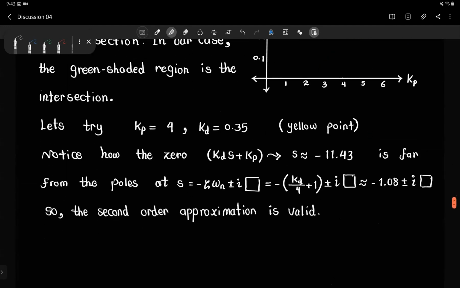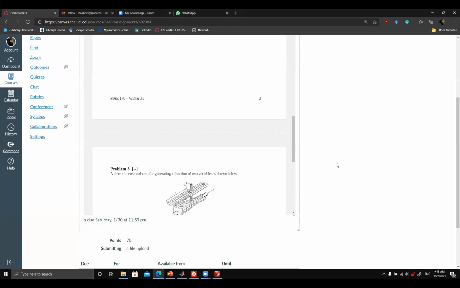So let's see how the transient response of this system looks in MATLAB. Let me share my screen.